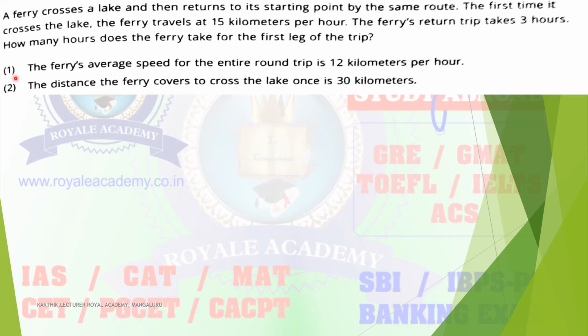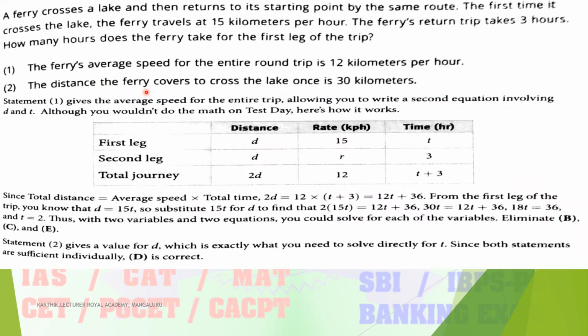Okay, so this is a question. You have to find out how many hours the ferry takes for the first leg of the trip. Here two statements are given. The first: the ferry's average speed for the entire round trip is 12 kilometers per hour. So average speed is given. The second: the distance the ferry covers to cross the lake once is 30 kilometers. So distance is given.